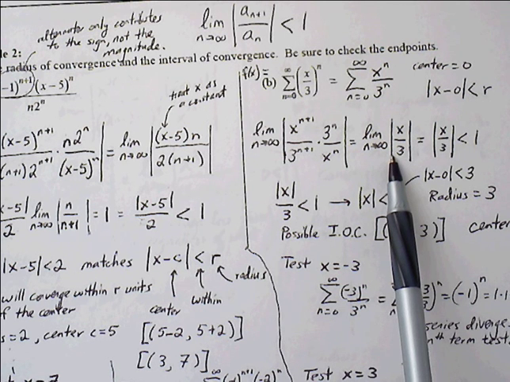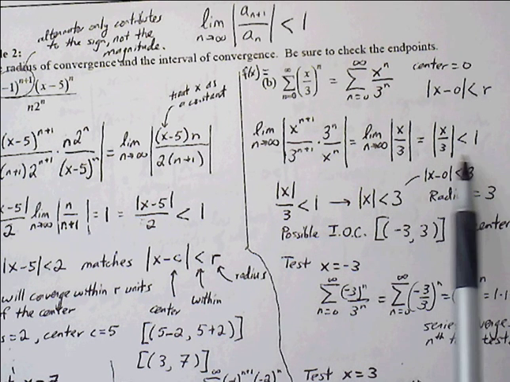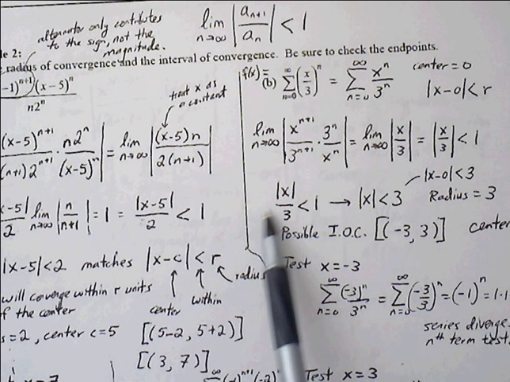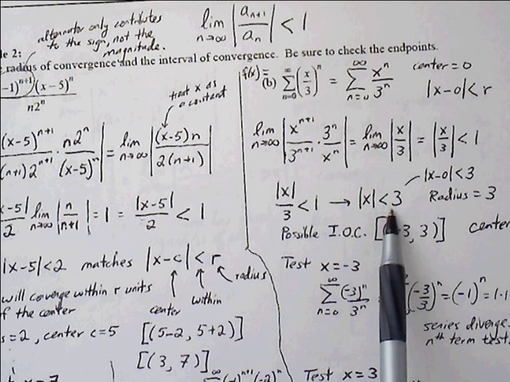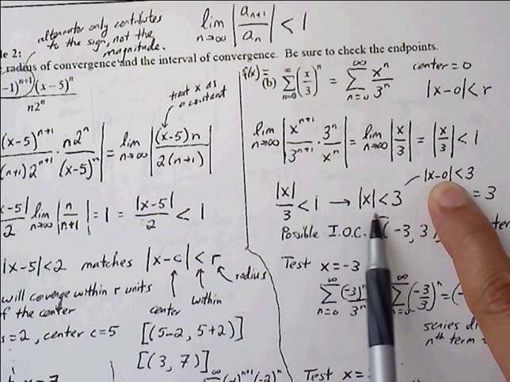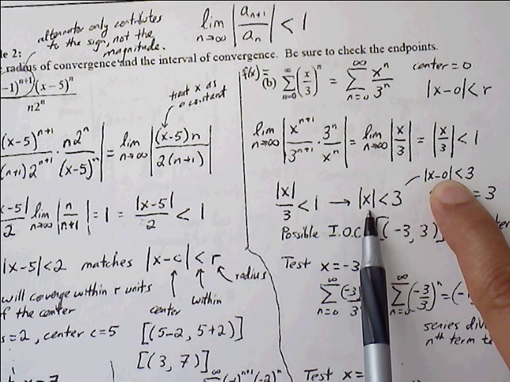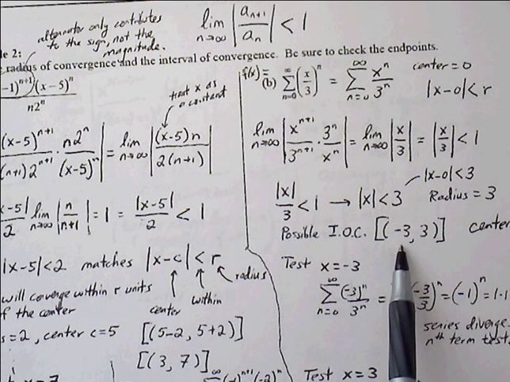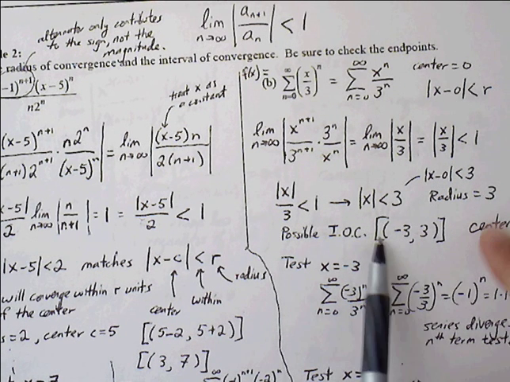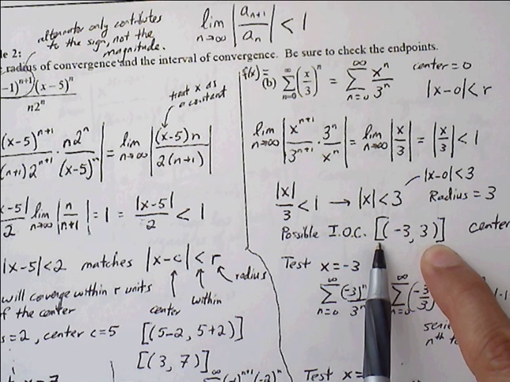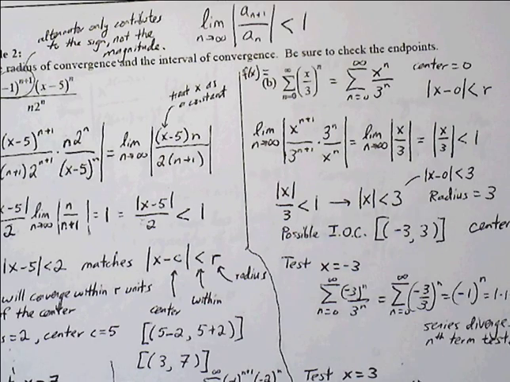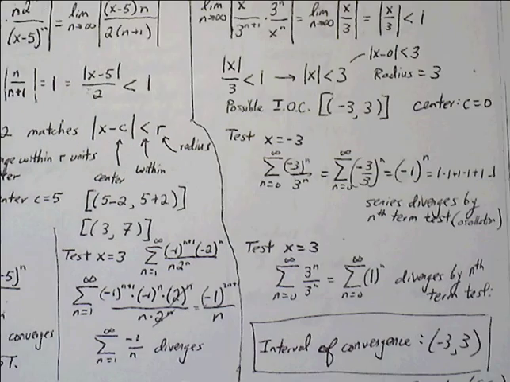We know as long as this expression is less than 1, this series will converge. Solve for x, multiply both sides by 3. Absolute value of x is less than 3. We can match this with absolute value of x minus c is less than r. Therefore, the c must be 0. The radius is 3. So the center is at 0, and we have to go left 3 units to get to our lower bound and right 3 units to get to our upper bound. From here, we do parentheses, bracket to indicate that we have to go ahead and make sure that we test the endpoints. So let's test negative 3 first.